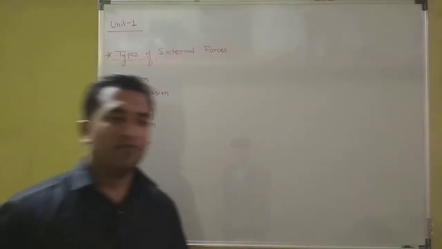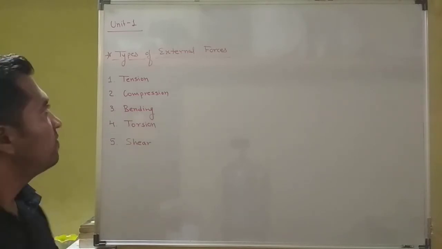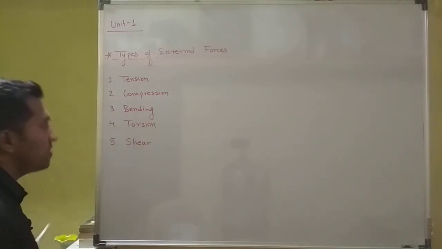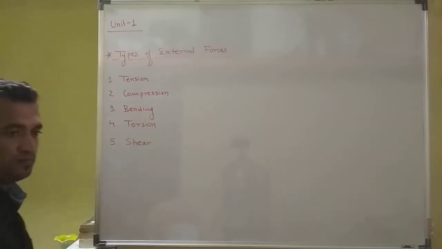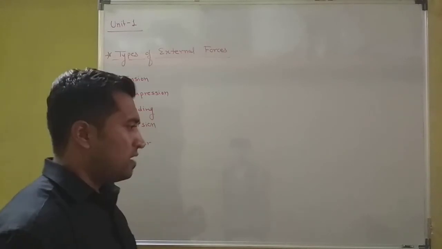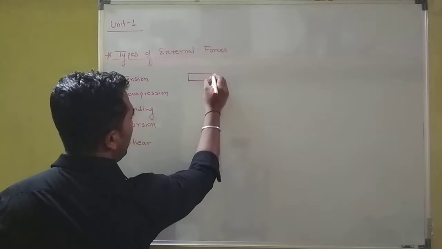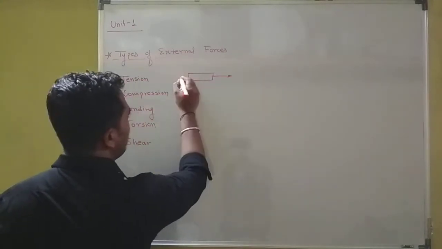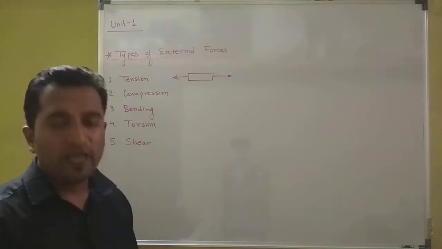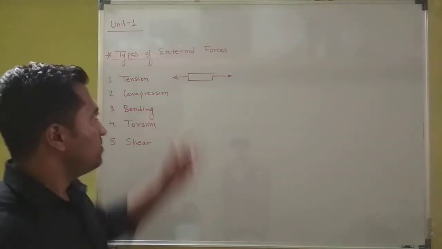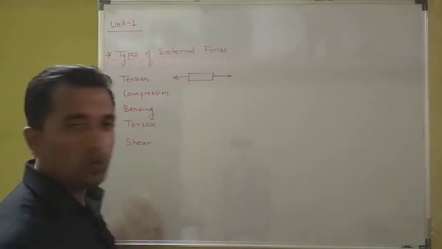Now we will start the first unit with this topic, that is type of external forces. Now different types of force we will study here. First force is tension. Now what is tension? If you have any body like this and you are pulling that from both sides, what will happen to that body? It will get stretched. When body is getting stretched, that time we can call it as the body is subjected to tension.